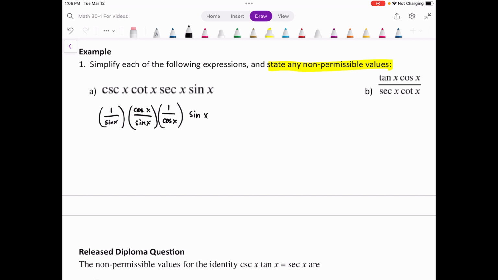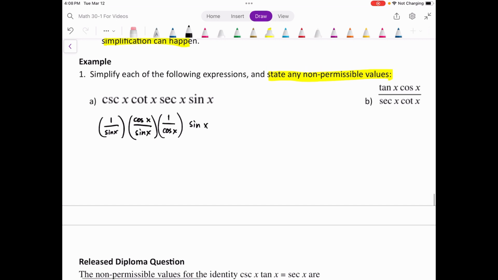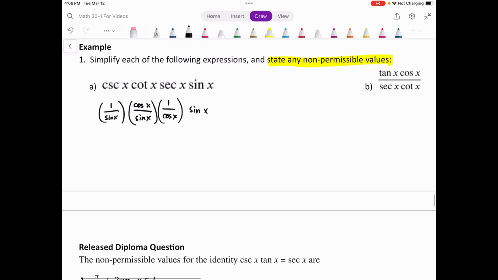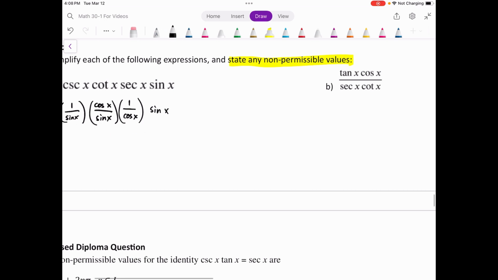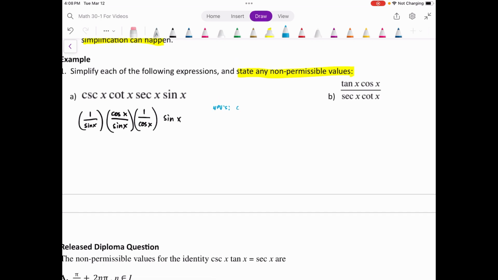So with that in mind, before we start canceling out, we need to state our non-permissible values. We don't want to simplify everything and cancel out and then come back and state our non-permissible values, because we might have lost stuff. For example, this cos of x is going to cancel out, we can see that, but it's still in the equation. We are dividing by cosine of x. So our NPVs, pre-simplification: cos of x cannot equal 0, and also we're dividing by sine of x, so sine x cannot equal 0.